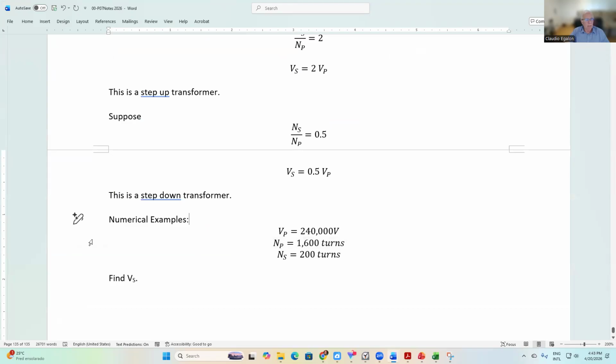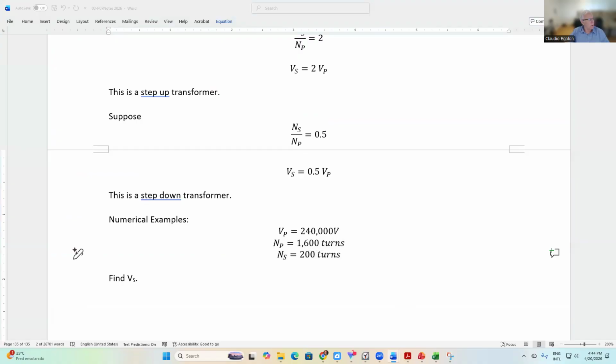So the primary coil has 1,600 turns. The primary coil is the one that's connected to the generator, right? The secondary coil has 200 turns. Find the peak voltage in the secondary circuit.